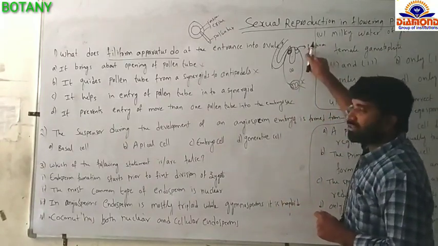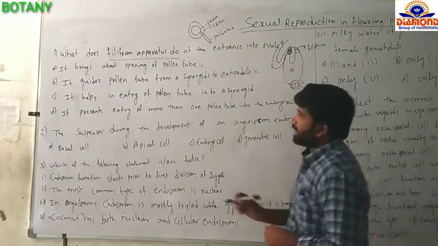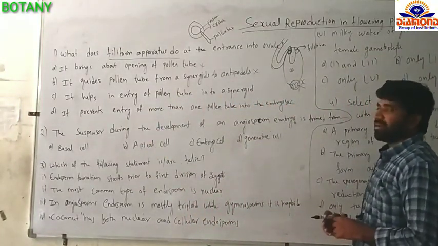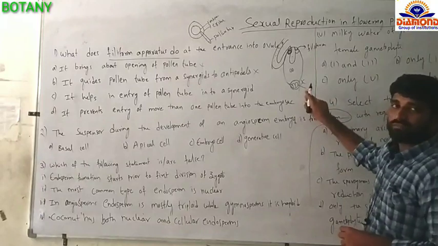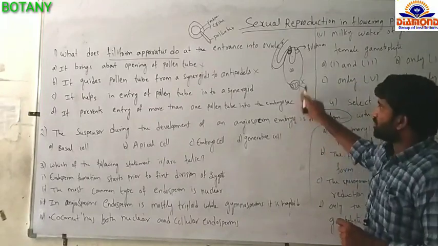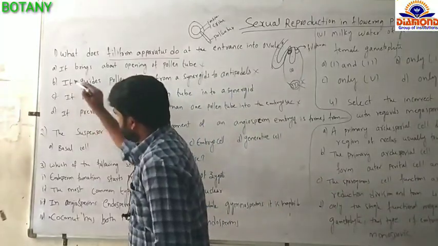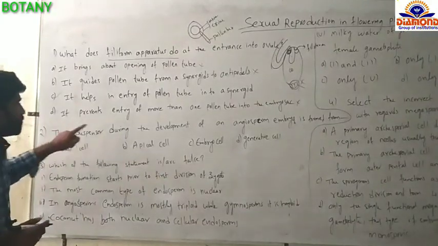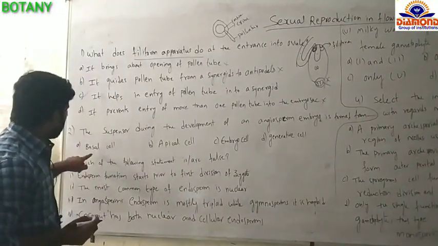It gives signals or guidelines for the entry of the pollen tube into the embryo sac. Option D says it prevents entry of more than one pollen tube into the embryo sac. The filiform apparatus is not involved in preventing pollen tube entry; it just gives guidelines for the entry of the pollen tube into a synergid. So option D is also incorrect. The answer is C.